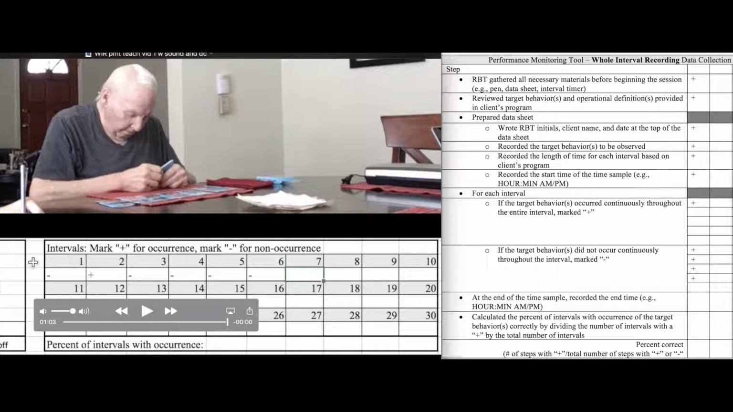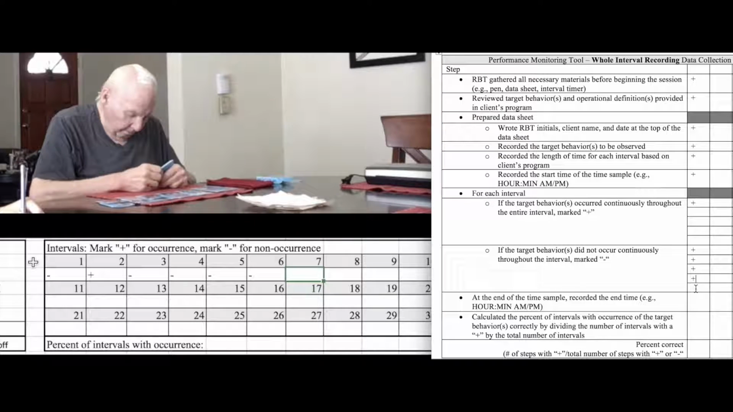All right. So even though he was nodding off at the end of the interval, at the very beginning of the 10 seconds, he was still awake and playing cards. So the RBT was correct for giving him a minus because the nodding off did not occur for the full 10 seconds. So therefore, on our data sheet, we're going to give her one more plus. Our RBT did a great job collecting data.